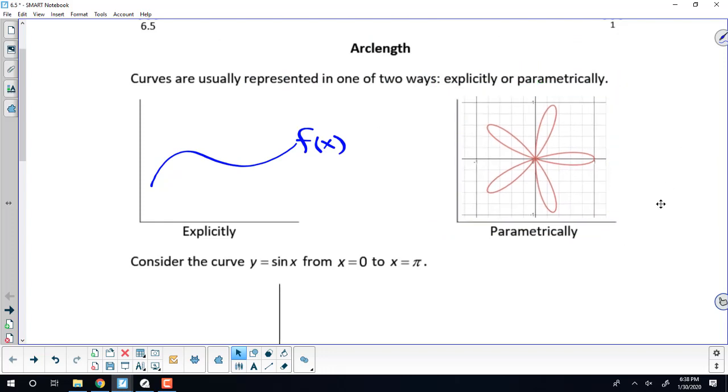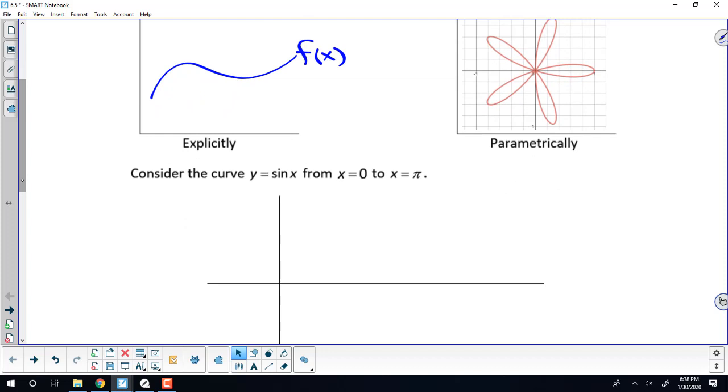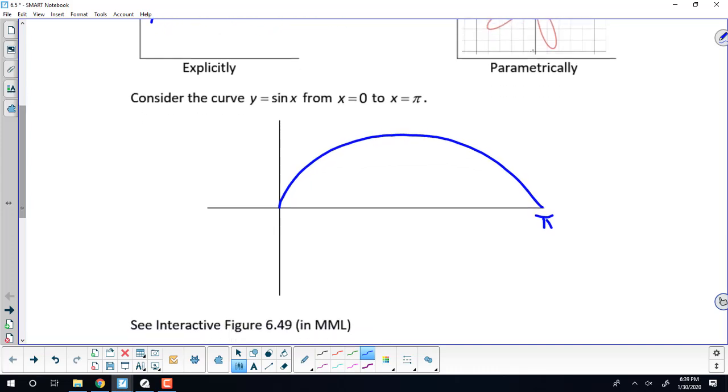We're here in 6.5, we're looking at the explicit way to compute arc length. So there's just traditional functions. Okay. I guess we'll derive this the best we can without too formal of a proof. So sine from 0 to pi. And so we're going to use that to justify where the formula comes from. But let's say we want to measure the length of that curve.